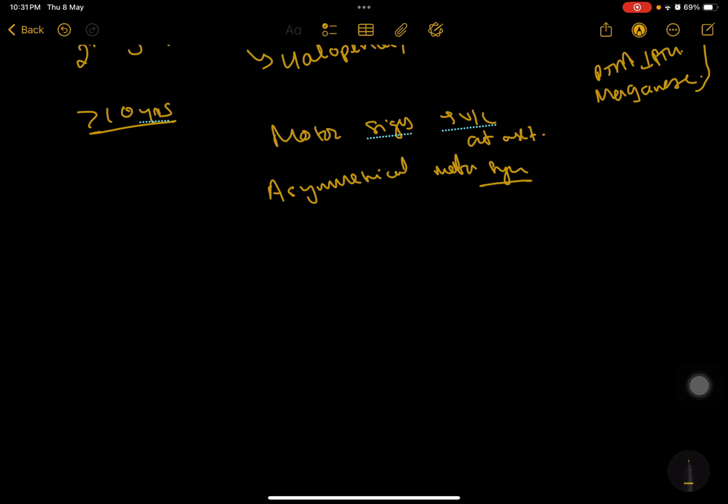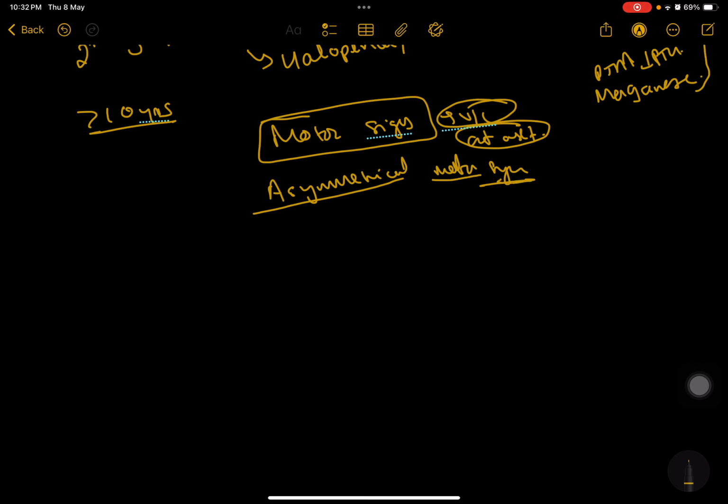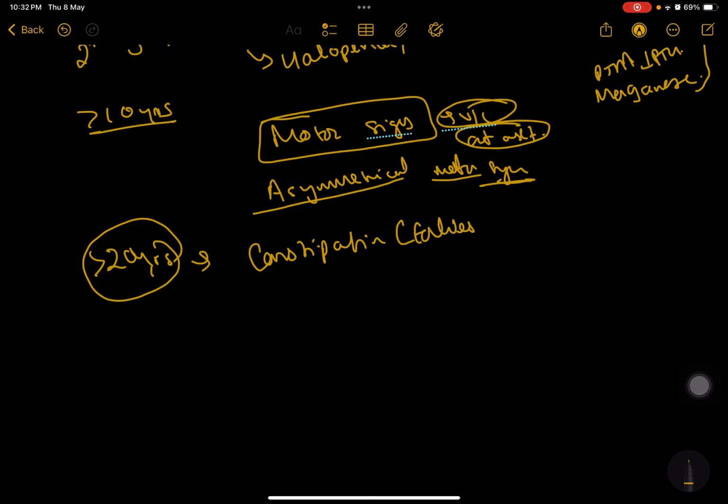Motor signs take time to appear. They are unilateral at onset and asymmetrical. We'll be discussing the different motor signs. For now, remember that motor signs appear asymmetrically. More than 20 years earlier than the motor signs, what you see is constipation. Constipation is the earliest symptom.